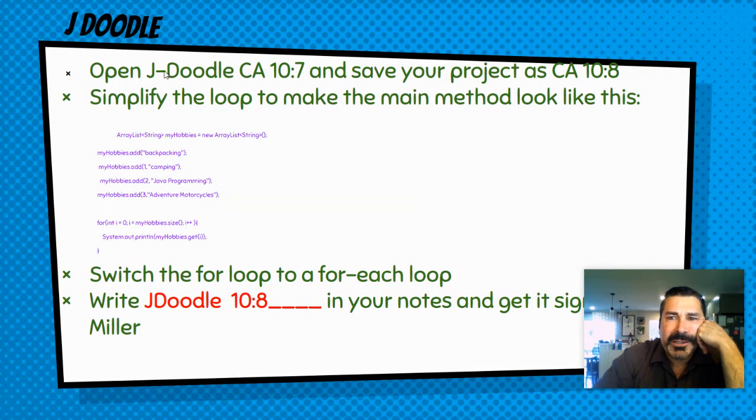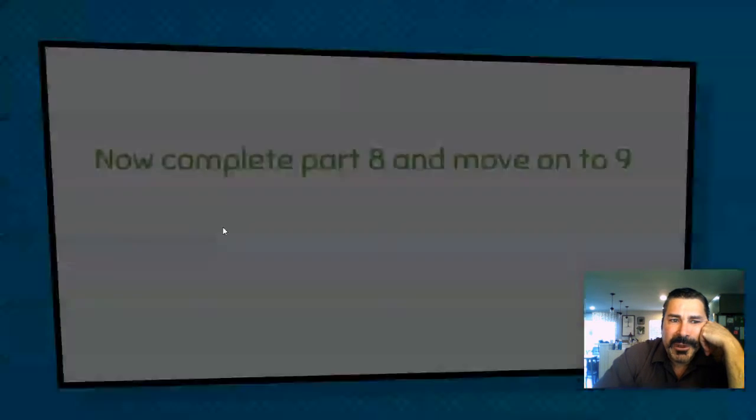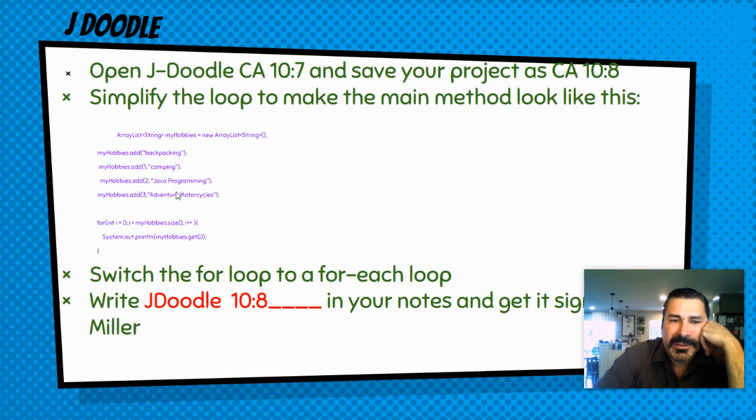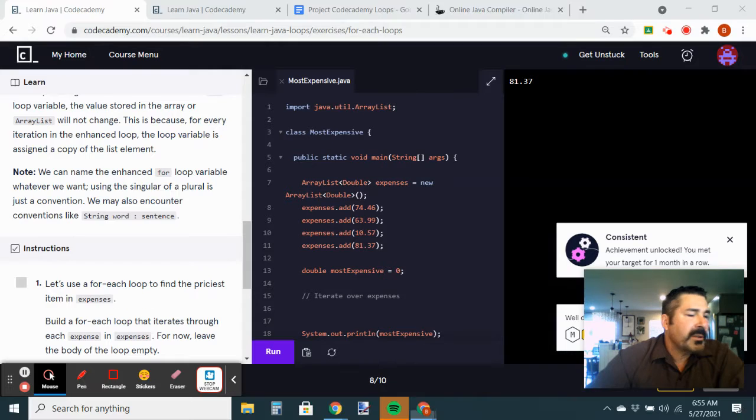Here's what I want you guys to do. I want you to open your JDoodle 10.7 and then save it as 10.8 and then simplify the loop to make the main method look like this. If you have to, you can just copy and paste this text in. But what I want you to do is there's this for loop right here. I want you to switch it to a for each loop, okay? And then get me to sign it off. So let's take a look at what that's going to look like here. I'll help you do it. So try to do it on your own. If you can't do it on your own, then you can watch the rest of this video.